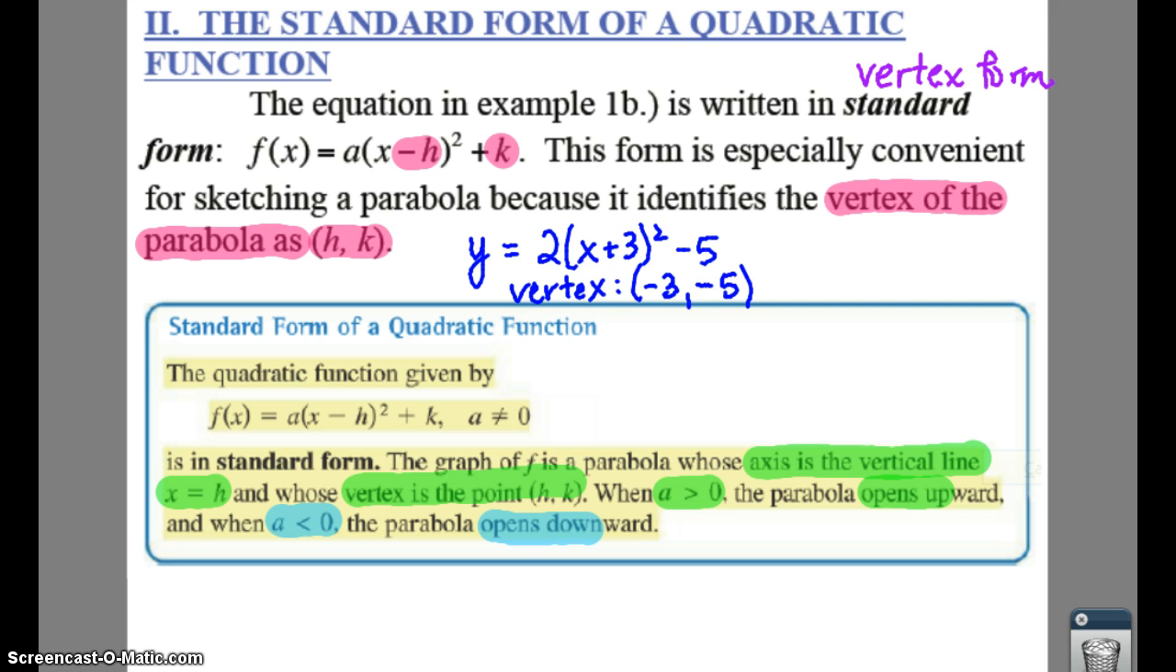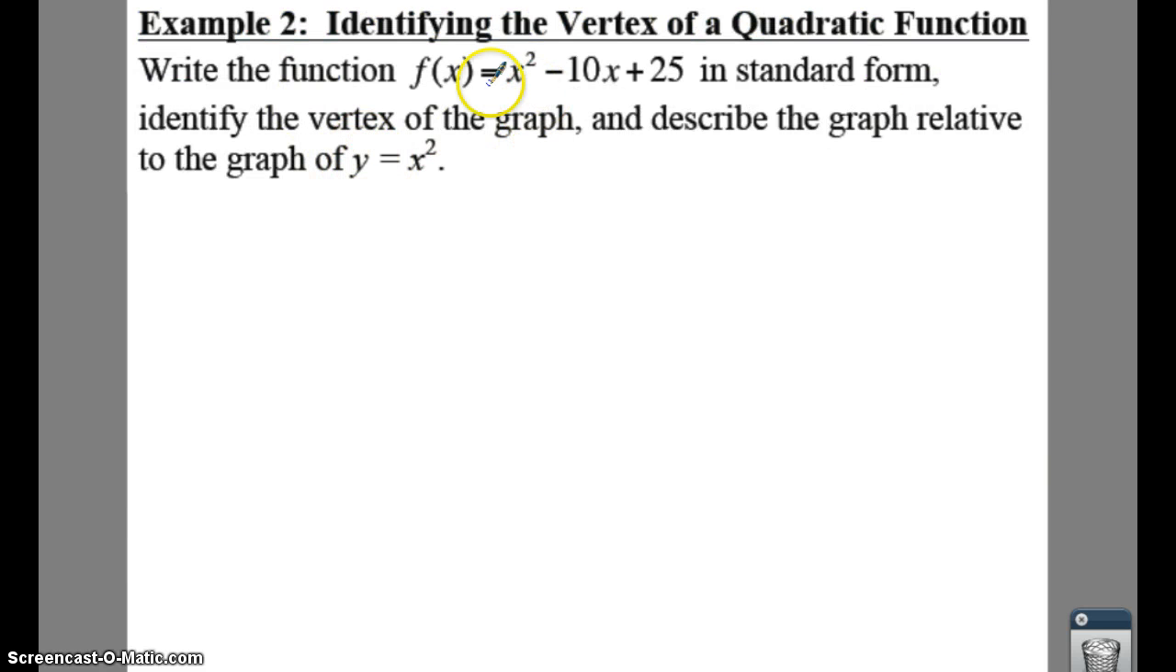So if we look at example 2, we're going to have to write this equation in standard form, which is the same as vertex form, identify our vertex of the graph, and describe the graph relative to our parent function, x squared. So if we start off with f of x equals x squared minus 10x plus 25, you are going to have to complete the square in order to simplify this, to put it in standard form.